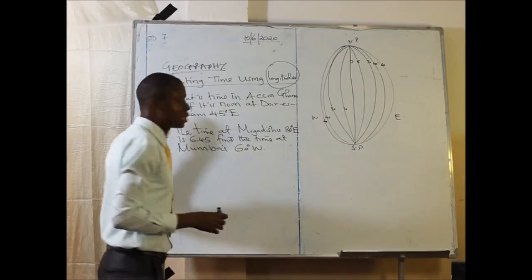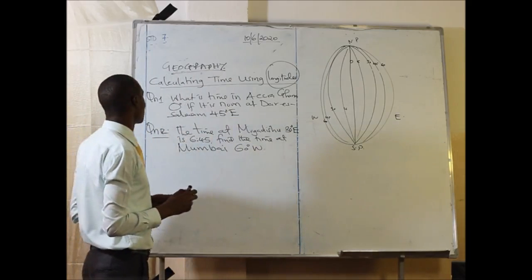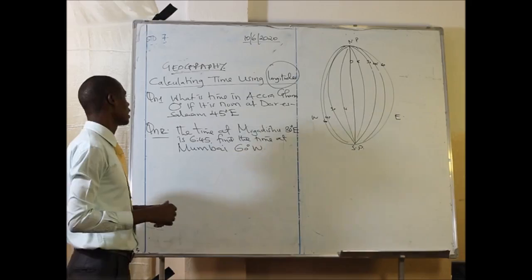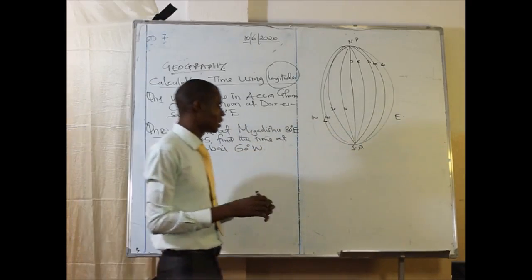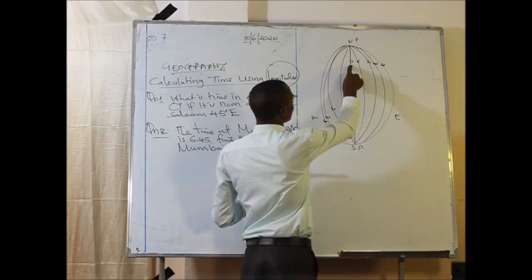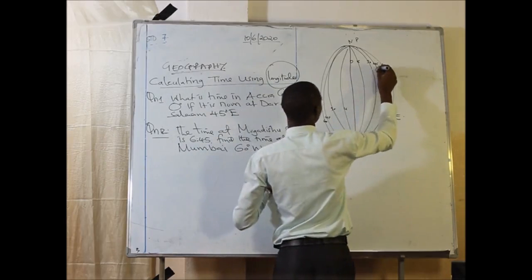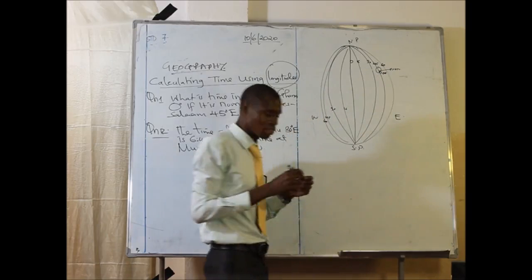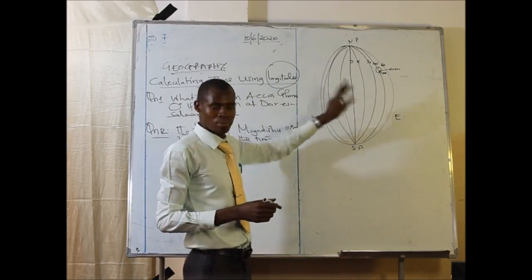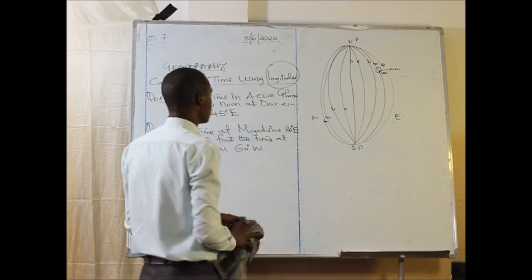Let us come back to question number 1. What is the time in Accra, Ghana, which is at 0 degrees, if it is noon at Dar es Salaam, at 45 degrees? To find the time, let's say that this is Accra, Ghana, and this is Dar es Salaam. In Dar es Salaam it is noon. We don't know the time at Accra, Ghana. So we want to use the lines of longitude to calculate time.